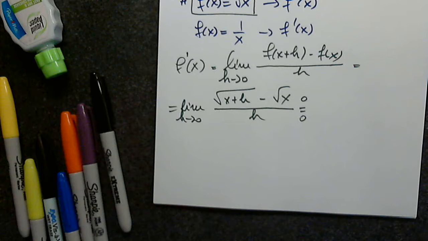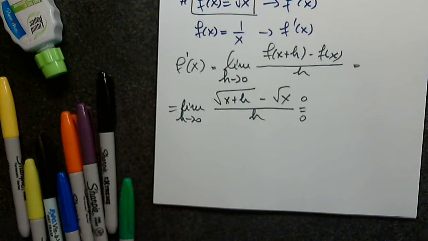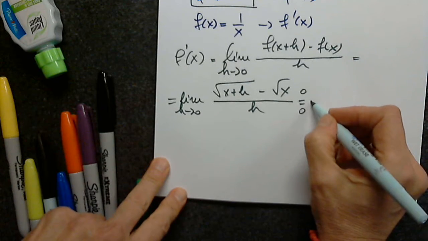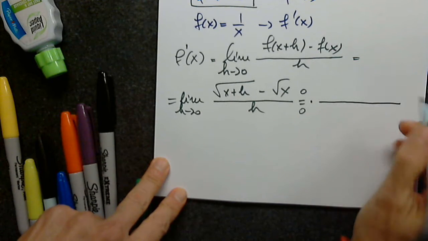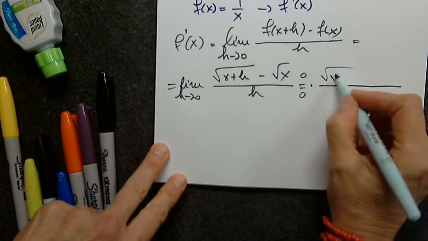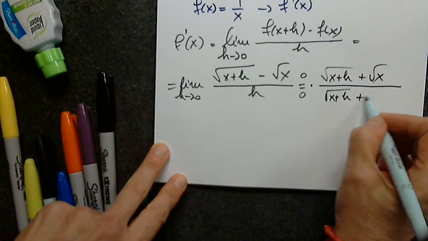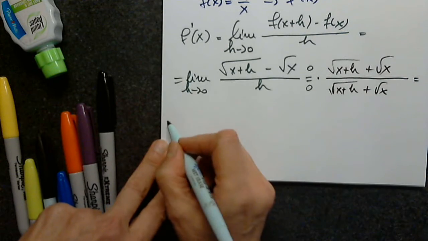Good. Now what is the next step? It depends on the function. And since the function is what it is, then I will have to. Very good. So I will multiply by square root of x plus h plus square root of x over square root of x plus h plus square root of x. Very good. Awesome. And now what happens next?